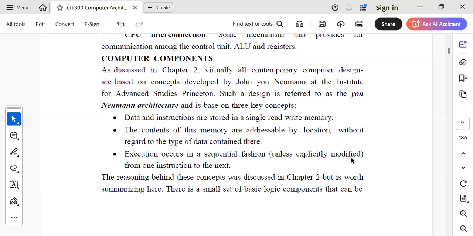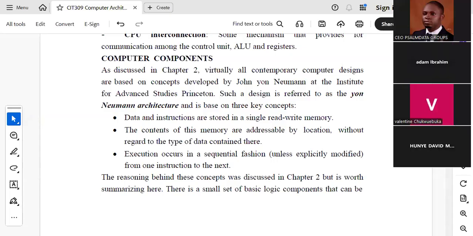Three, execution occurs in a sequential fashion from one instruction to the next. The reason behind this concept was discussed in chapter 2, but it is worth summarizing.